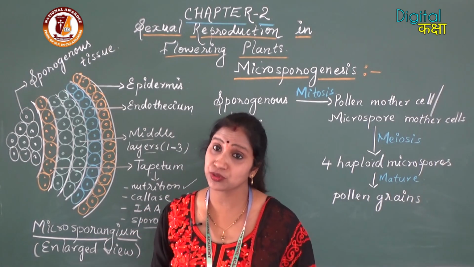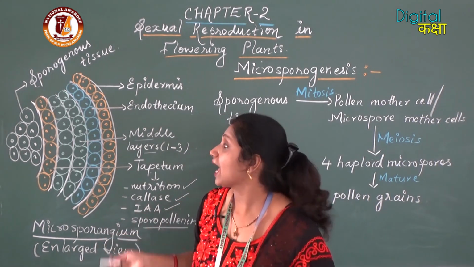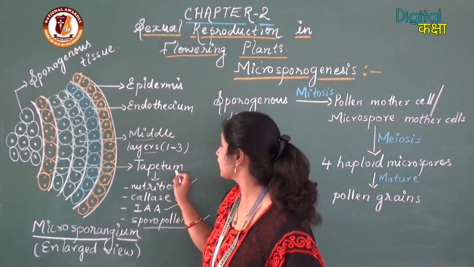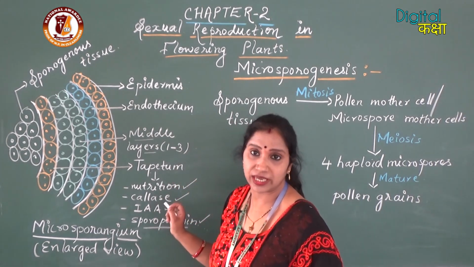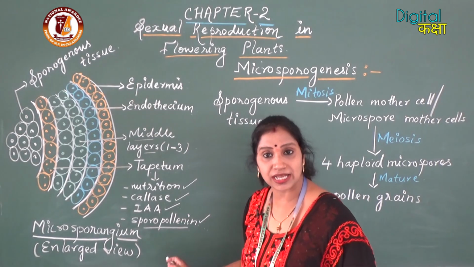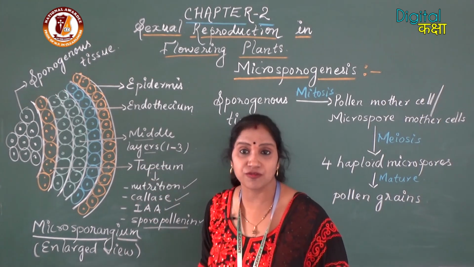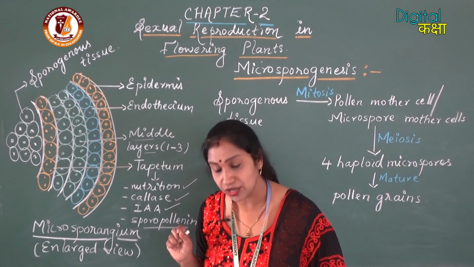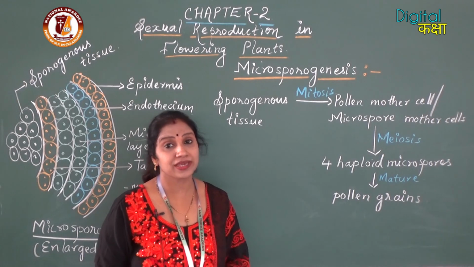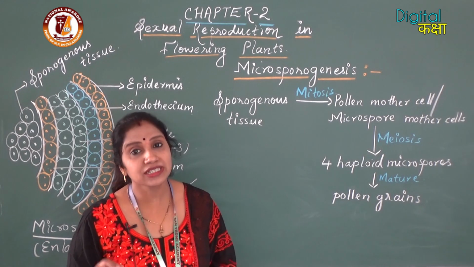Each cell of the sporogenous tissue is capable of forming pollen grains, and nutrition to the sporogenous tissue is provided by the tapetum layer. Okay, so we have discussed the enlarged view of the microsporangium, in which we learned about the different layers of the microsporangium and their functions. Now we will move to the next topic, that is how the sporogenous tissue forms the pollen grains.